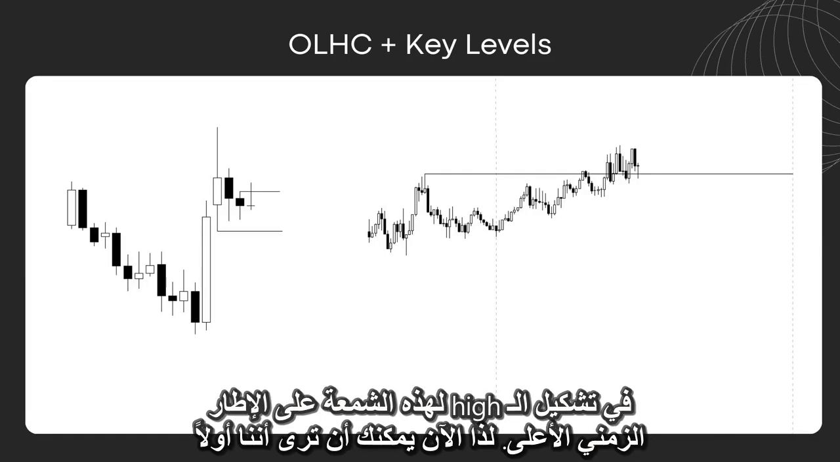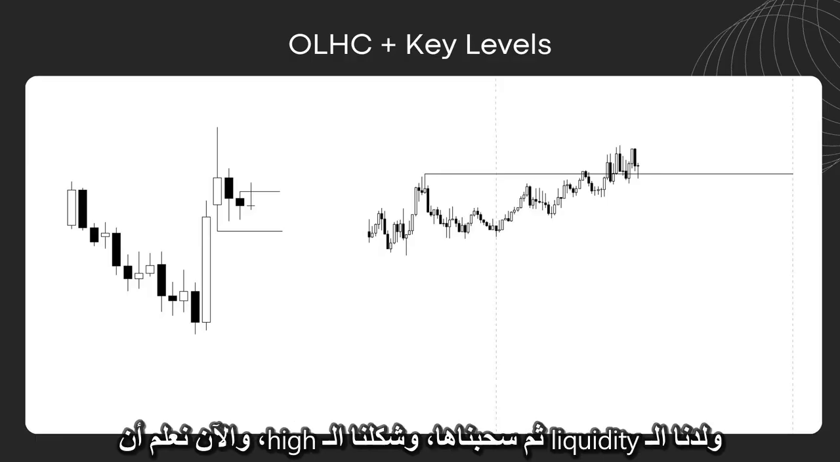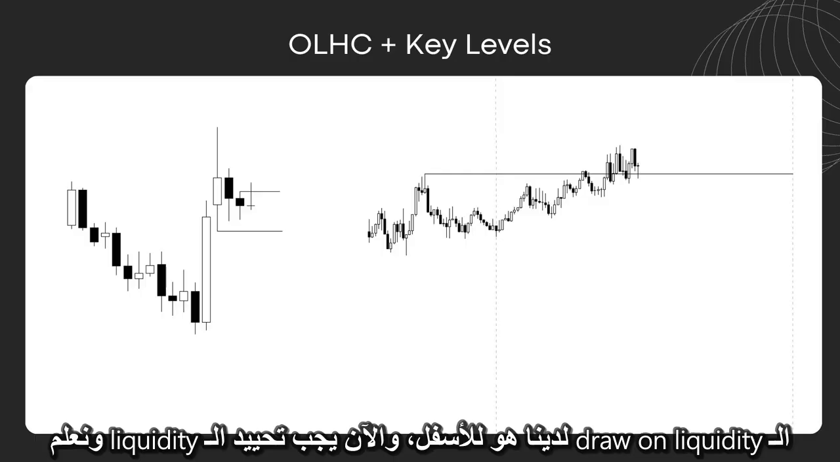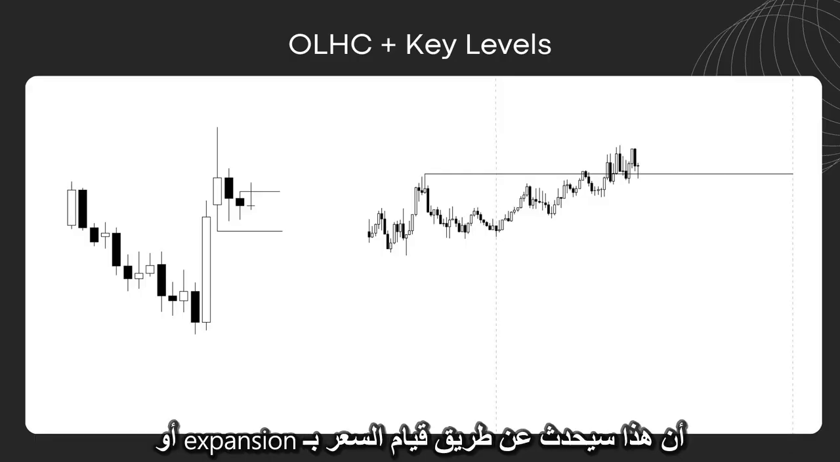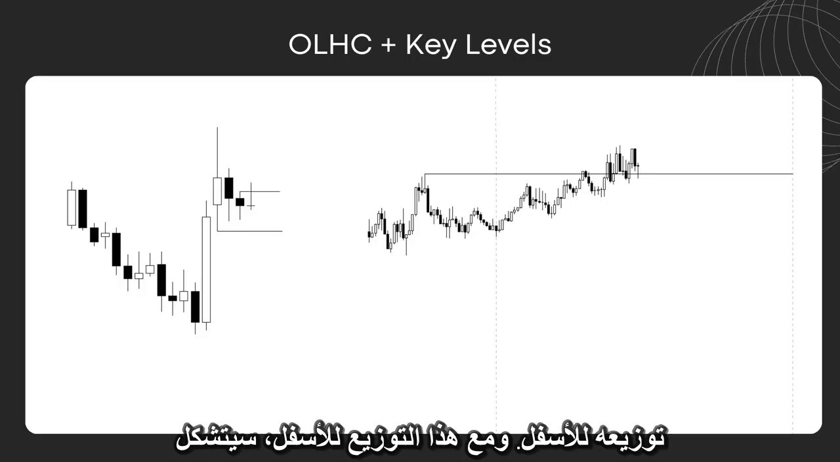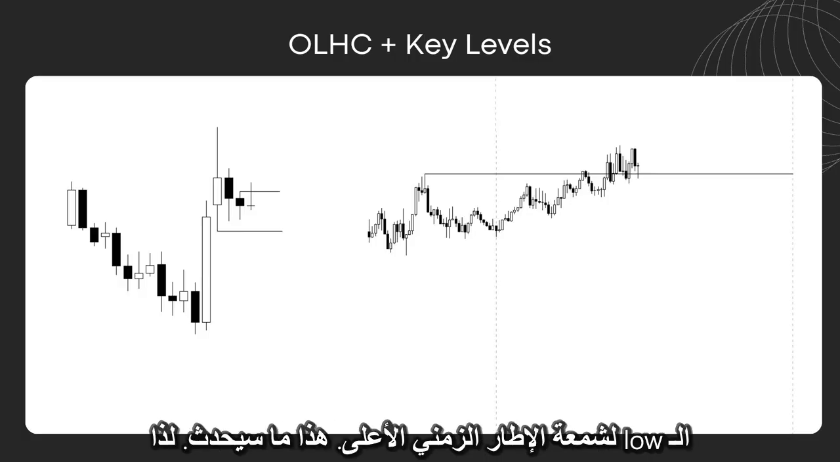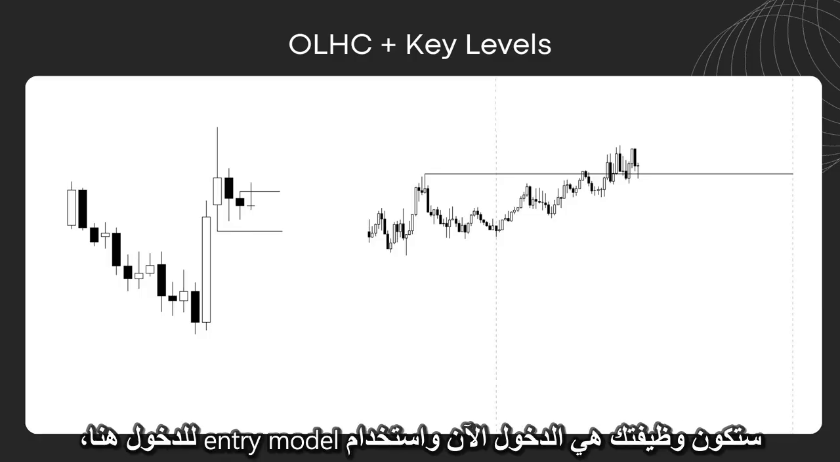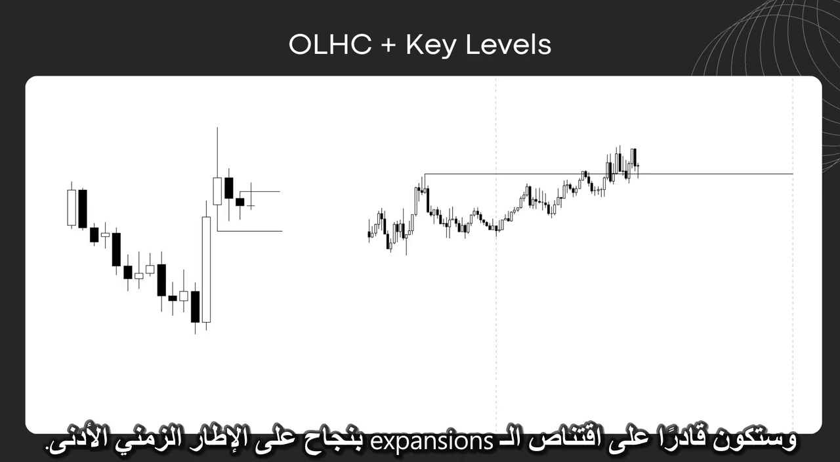So now you can see we first generated liquidity, then we purged it, and we formed the high. Now we know that our higher time frame liquidity is lower, and the liquidity has to be neutralized, and we know that's going to happen by price having an expansion or distributing lower. And with that distribution lower is going to form the low of the higher time frame candle. That's what's going to happen. So your job would be to enter right now and use an entry model to enter right here, and you're going to be able to successfully catch the expansions on the lower time frame.